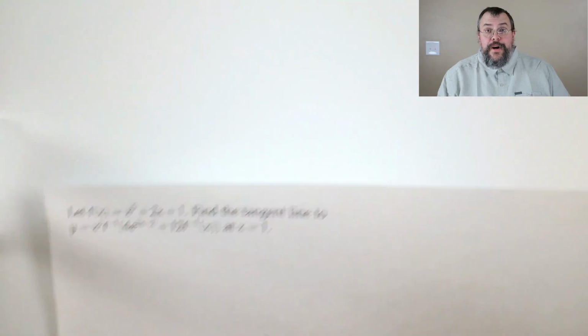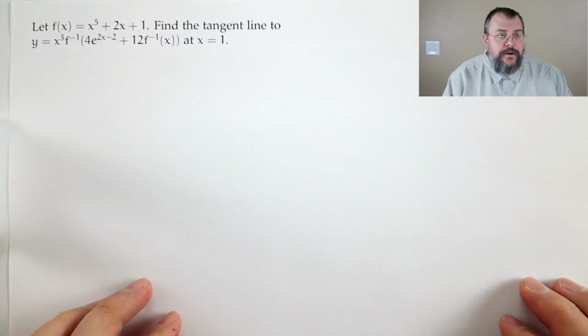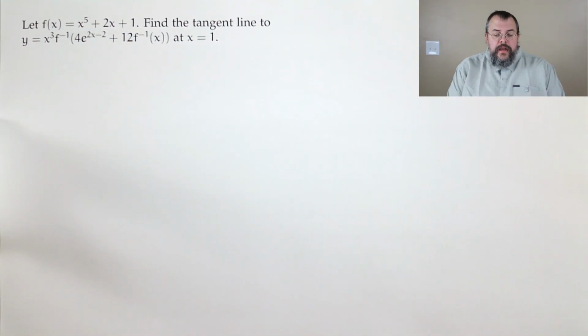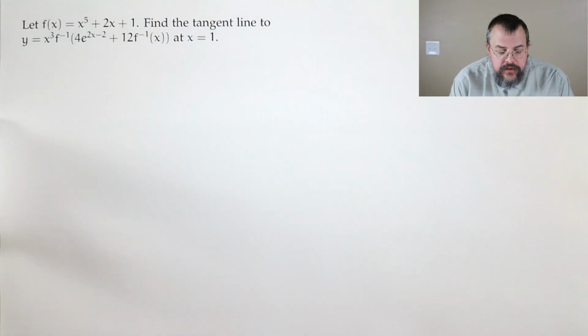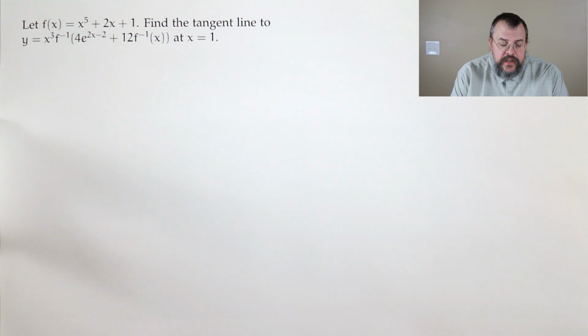All right, one more problem. Here we go. So, let f of x equal x to the fifth plus 2x plus 1. And find the tangent line to, oh my goodness, y is equal to x cubed times f inverse of 4e to the power 2x minus 2, plus 12 f inverse of x, at x equals 1.